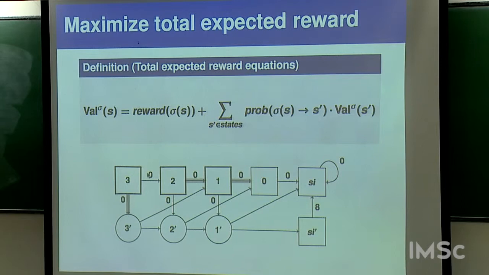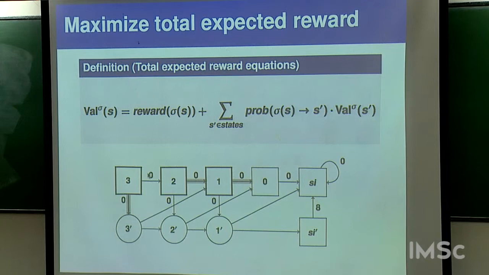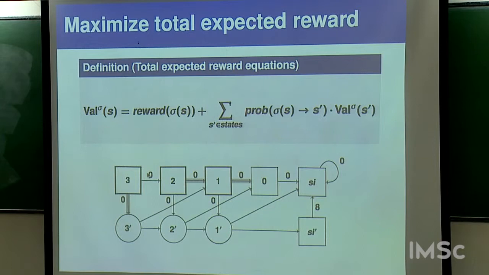So total expected reward just means we're interested in maximizing the sum of all the things that we get along the way. In this example, we're eventually going to get zero, so we know that the average reward is actually going to be zero. But we're interested in total reward, so essentially, in this example, we're interested in picking up this 8 somehow.